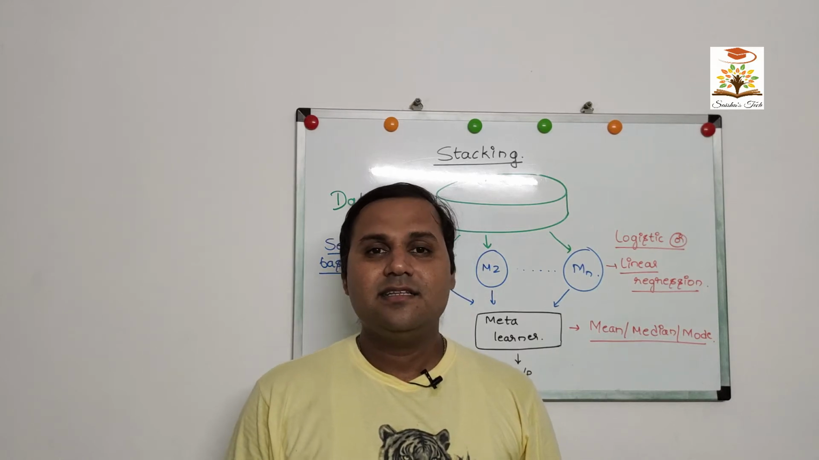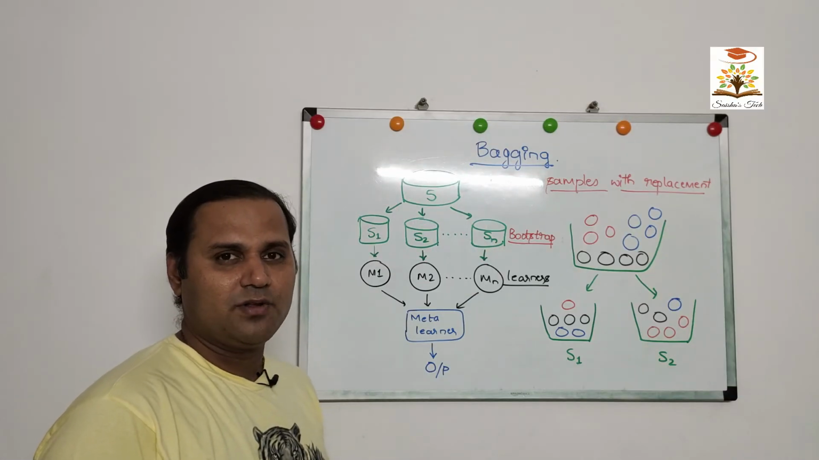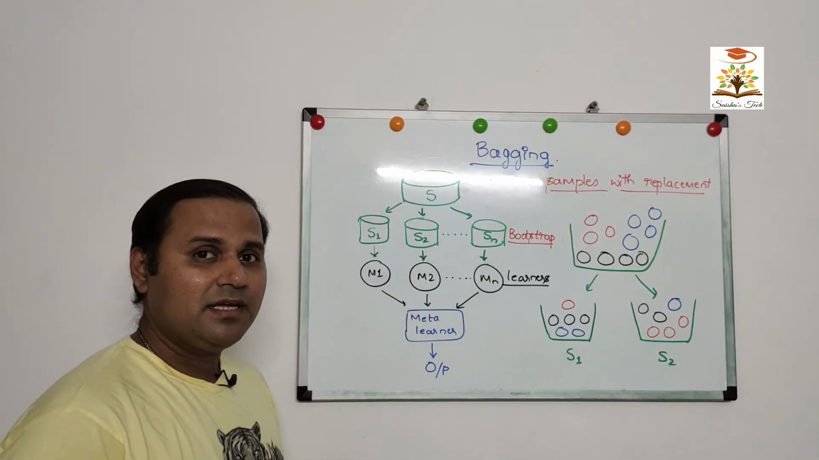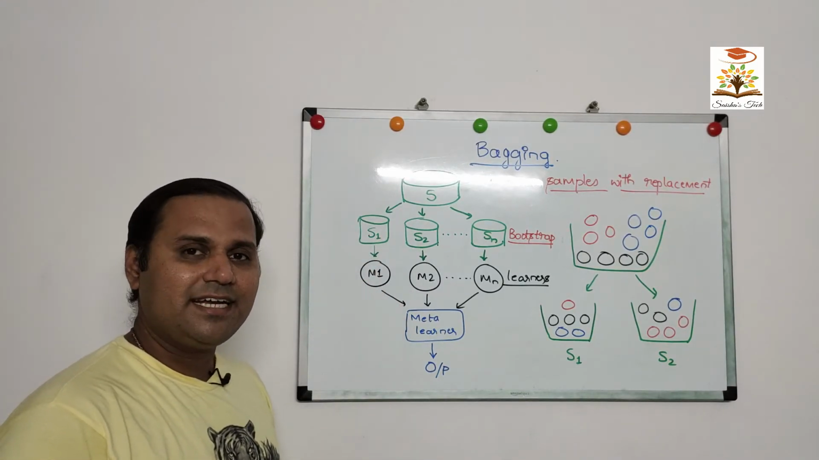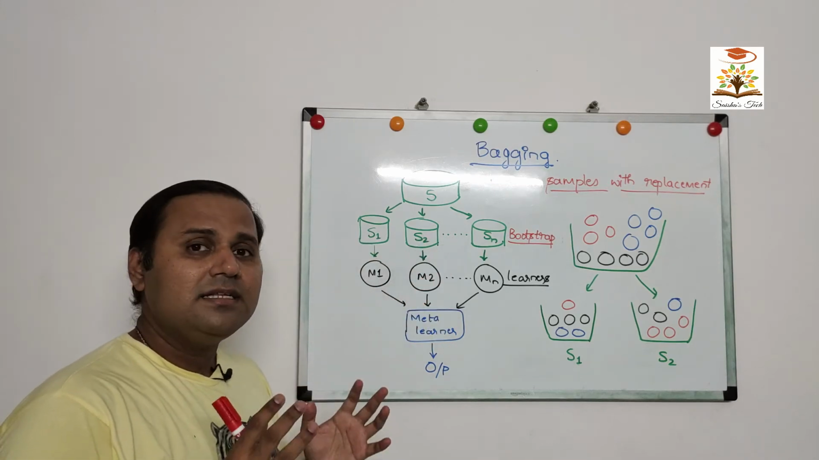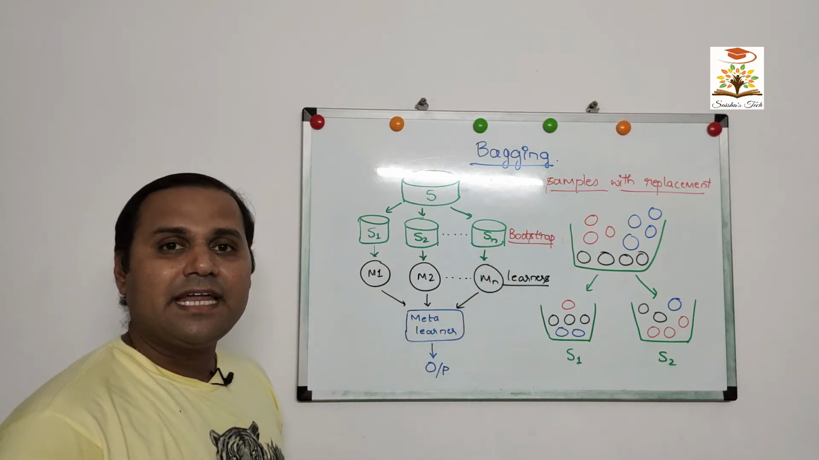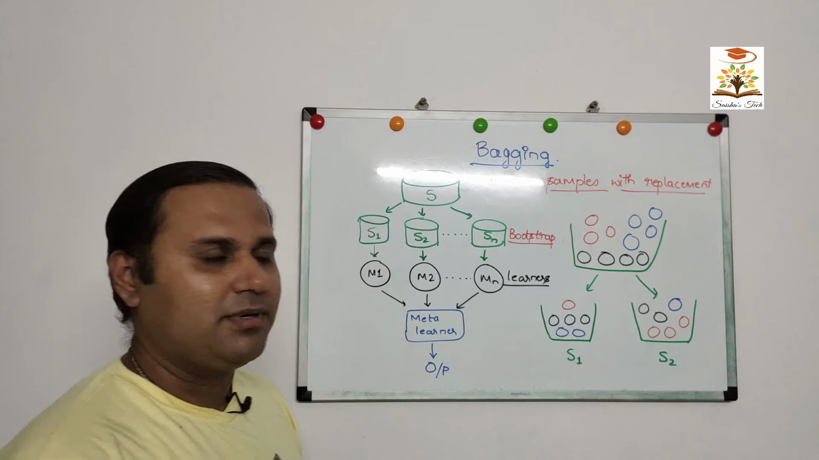Now let us understand the bagging type of ensemble model. In the bagging type of ensemble model, we consider a data set. In this scenario, the data set is named S, and we create sample data sets S1, S2 till Sn. These sample data sets are created using the bootstrap technique. Now, what is the bootstrap technique? Let us understand with an example.